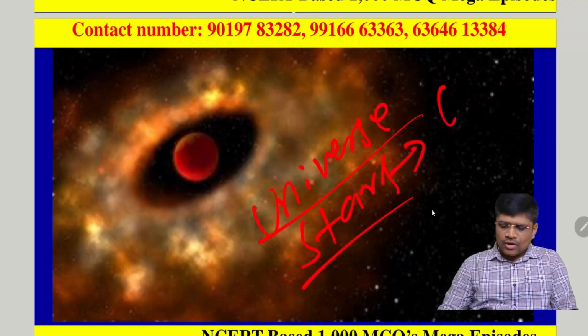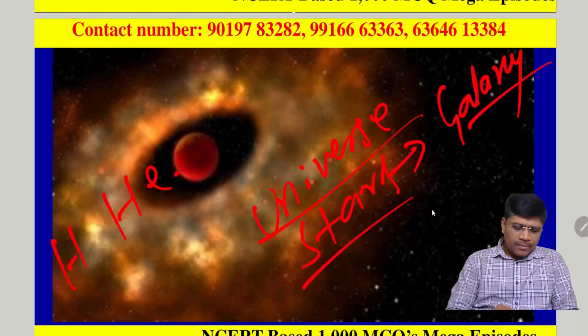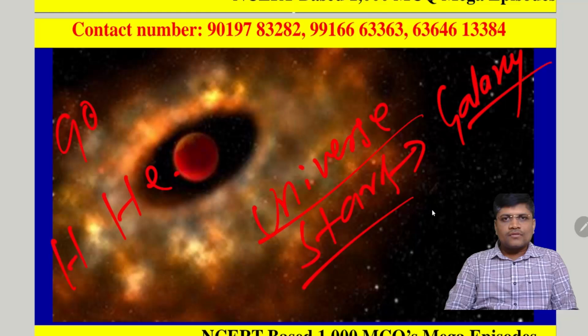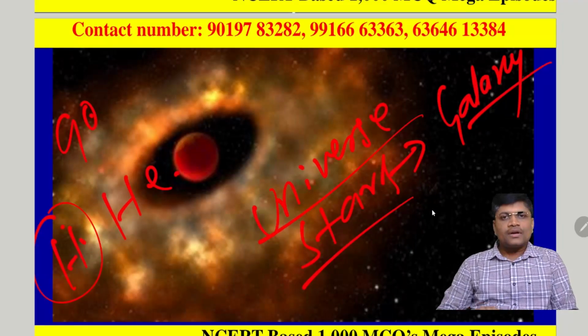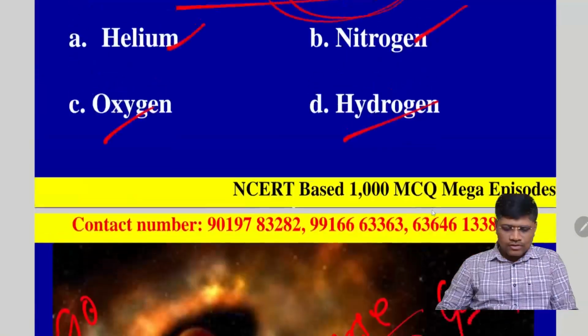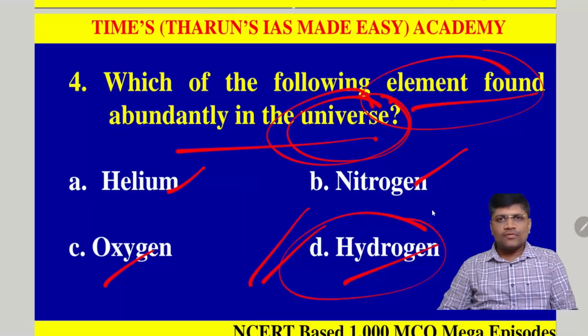A group of stars we call a galaxy. Stars are made up of hydrogen and helium, but almost 90% of the stars are made up of hydrogen only. So if stars are abundant in the universe, certainly hydrogen will be abundantly found in the universe. So option D, hydrogen, is found abundantly in the universe.